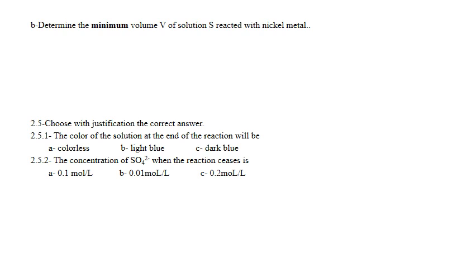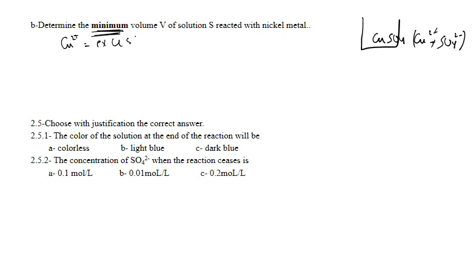Now, how can we calculate the minimum volume of solution S? Solution S is a solution of copper sulfate CuSO4, which contains Cu2+ and SO4 2-. How can we calculate the minimum value? Be careful about the minimum volume of solution S. You know that Cu2+ is in excess, and if we add a certain quantity of copper sulfate, this quantity will not react totally. So what is the minimum volume of copper sulfate solution that is needed to react with the Ni?